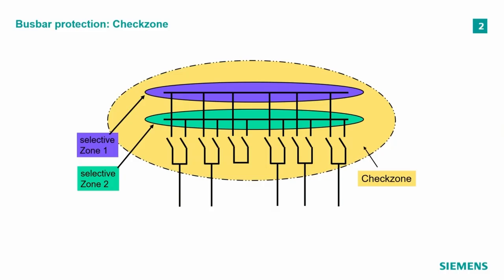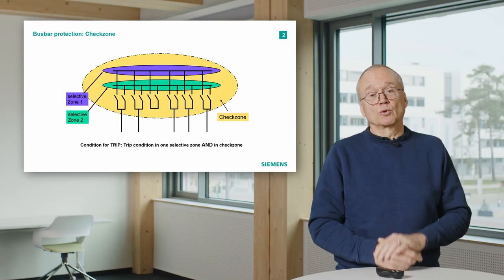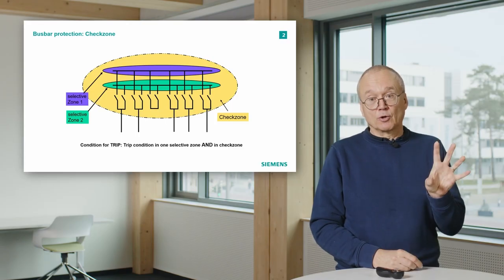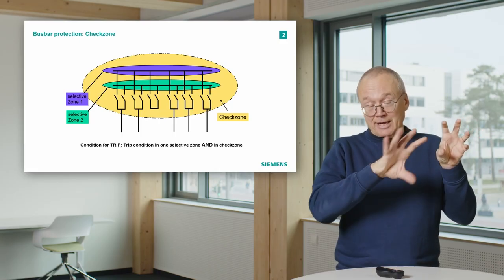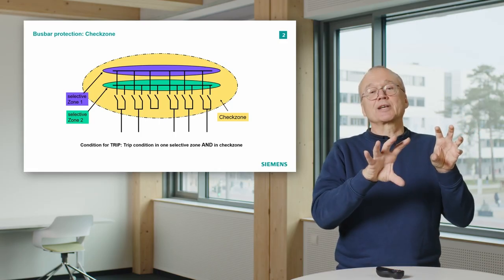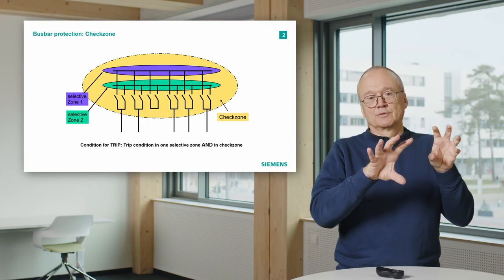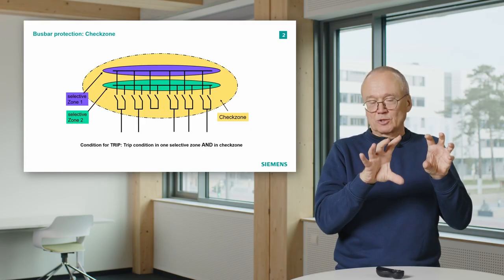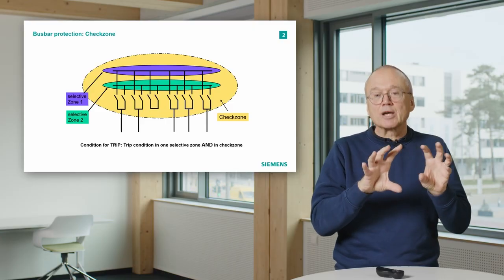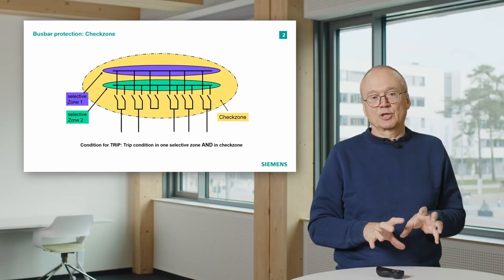And then the tripping condition is we will only trip if, for instance, the purple zone says, I see a fault, I am in the tripping area, and also the check zone says, yes, I also see that fault. I don't know where it is, maybe on the green or on the purple one, but I also see a fault. Then we are pretty sure that there is a short circuit.